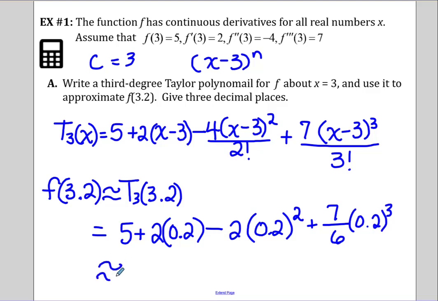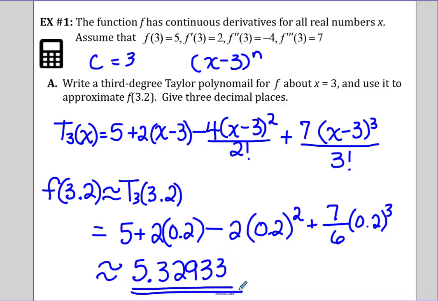So with our calculator, 5 plus 2 times 2/10 minus 2 times 2/10 squared plus 7 times 2/10 cubed divided by 6 is roughly 5.3293. Okay, so that was pretty simple.